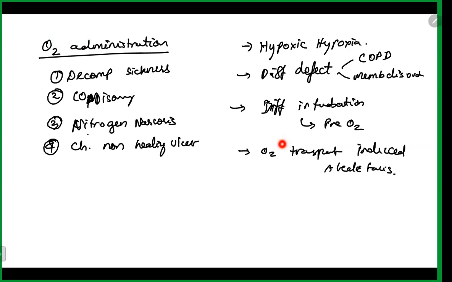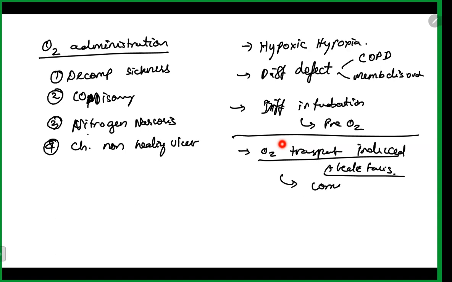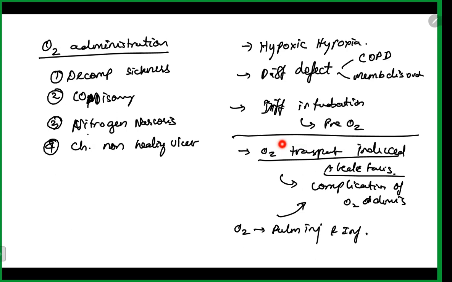Oxygen-induced atelectasis can occur as a complication of oxygen administration. So you have certain complications of oxygen administration. One is atelectasis: when oxygen is given in large amounts, there is a chance of lung collapse. Number 2, when oxygen is given directly, it can cause pulmonary injury and inflammation. And number 3, it can cause oxygen-derived free radical injury.